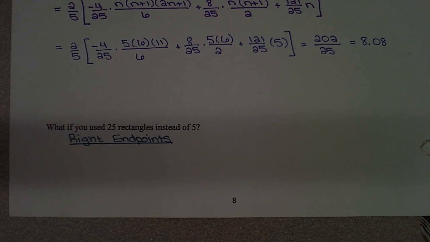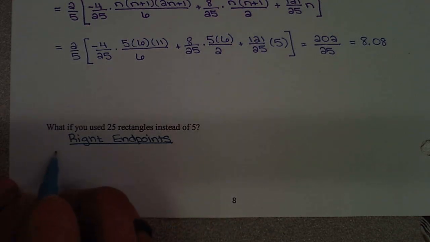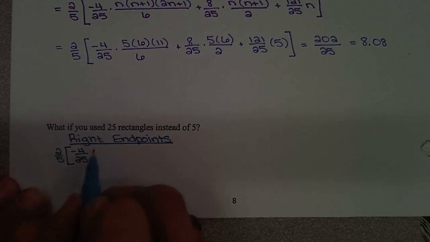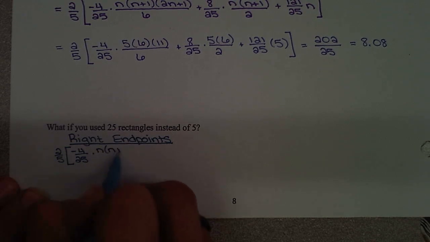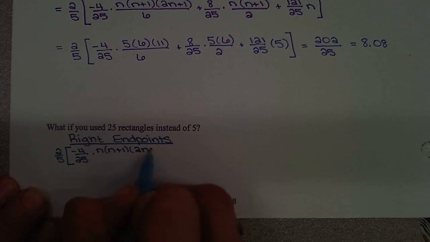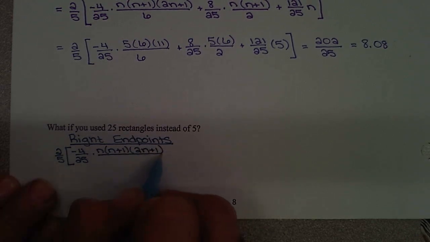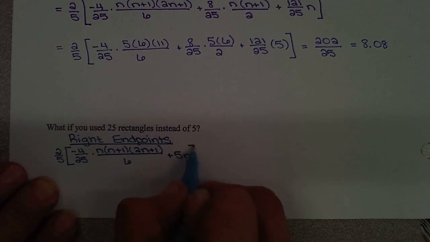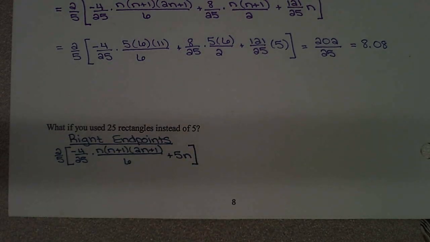And the formula that we had was 2/5 times negative 4/25 times n times quantity n plus 1 times quantity 2n plus 1 all over 6 plus 5n. And now for us, this go around, our n is going to be 25.